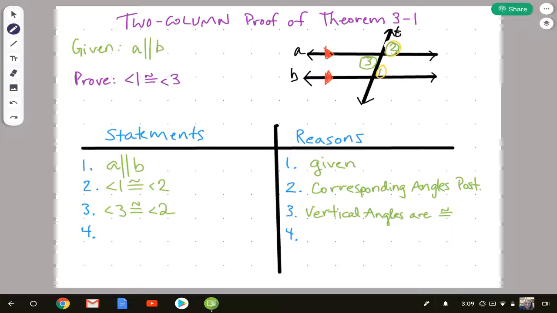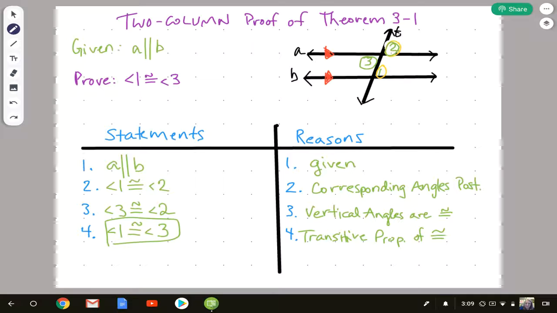Alright, so now we're almost there. We have angle 1 is congruent to angle 2, and we also have that angle 3 is congruent to angle 2. Since they're both congruent to the same angle, I can use either substitution or the transitive property of congruence and say that angle 1 is congruent to angle 3. So I'm going to say the transitive property of congruence. And that means that I'm done now, because I got to the statement I was trying to prove.